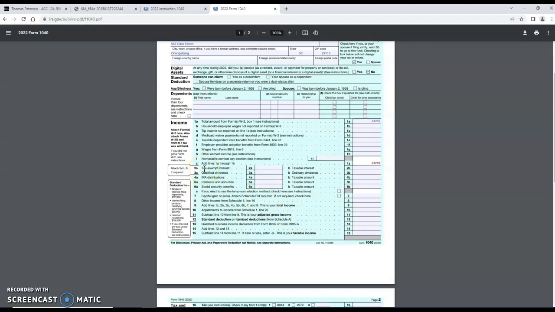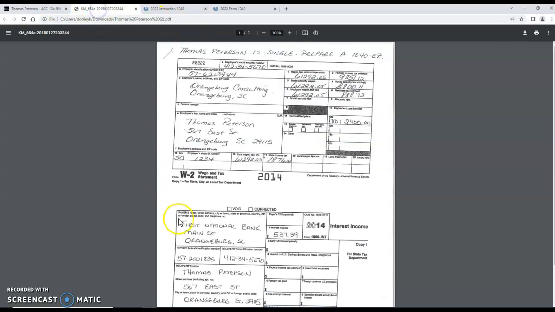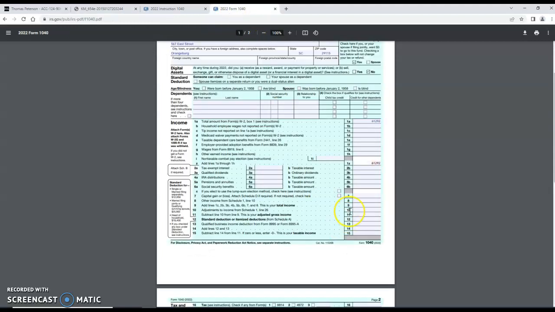Okay, line 2, we have tax-exempt interest or taxable interest. Now we saw on his form that he had $537 of interest income, and that is taxable. Okay, and we'll talk in Chapter 2 more about what kinds of interests are tax-exempt or tax-free. But this is taxable, so $537 goes there under taxable interest, line 2B.